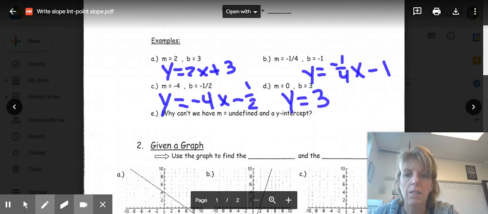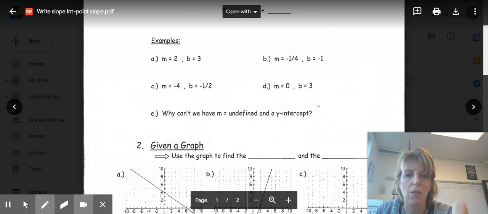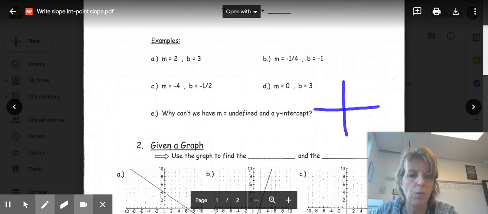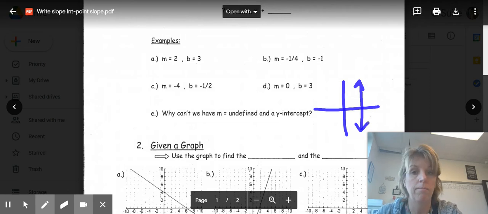What about E? Can we have m be undefined and there be a y-intercept? Why is that not possible? Why can't we do that? If we have an undefined line, if we're drawing our graph, if we have an undefined line like this, will there be a y-intercept? There won't be, right? It won't ever touch the y-axis. There is no y-intercept, so it's not possible to have it for that particular one.